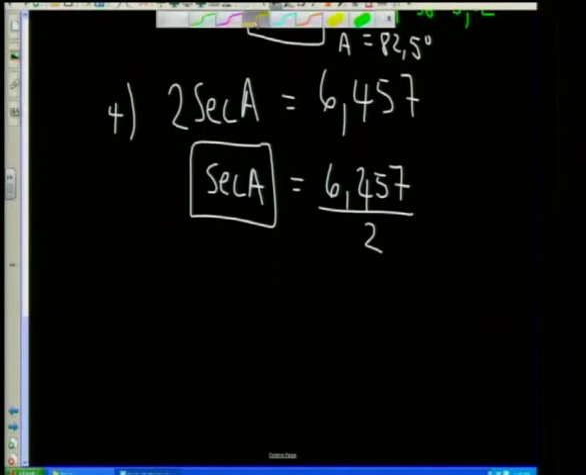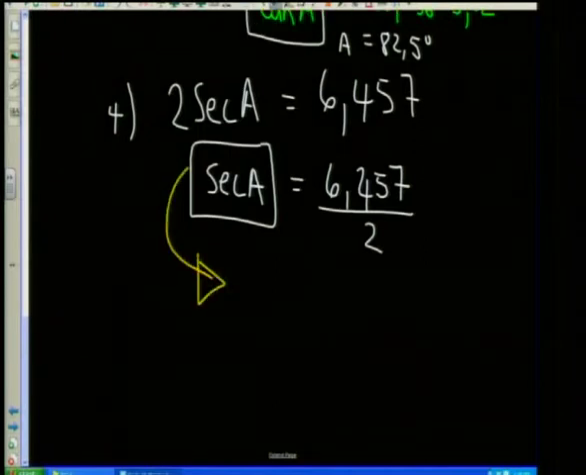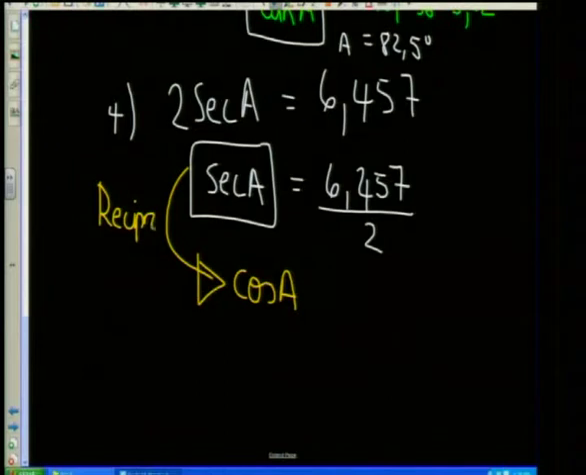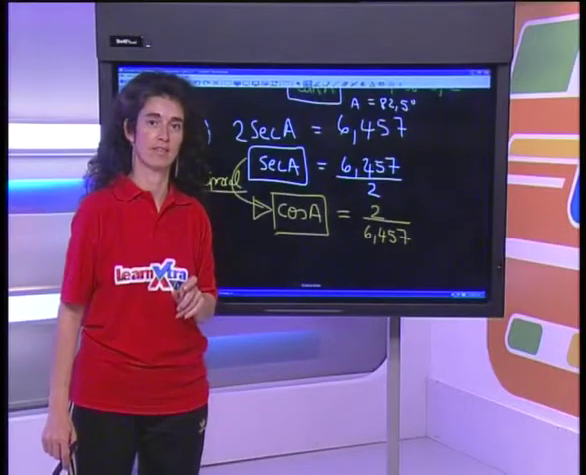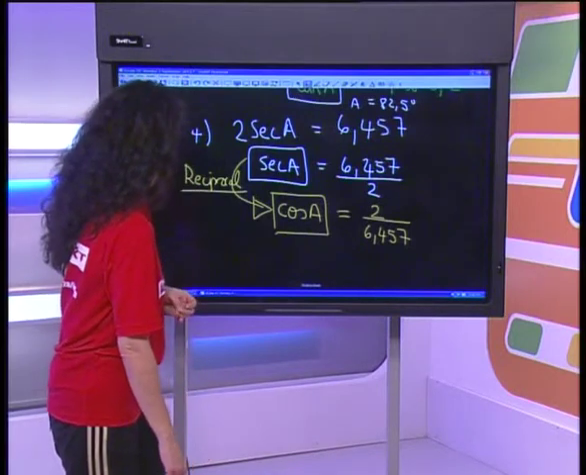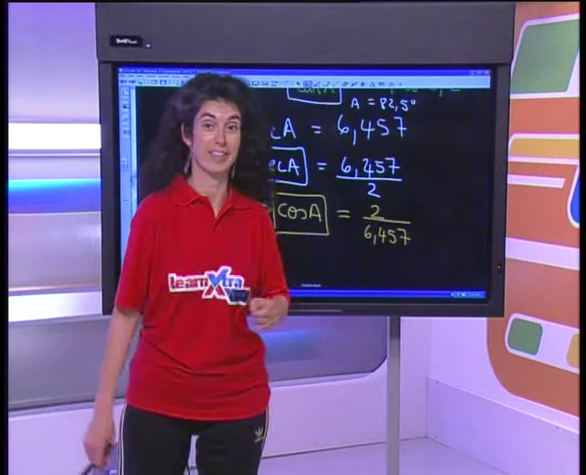Once I've gotten to that step, I'm ready to take the reciprocal of sec. The reciprocal of sec is cos A. So my process is to take the reciprocal. If I do that on the left, I'm going to do that on the right. So my reciprocal is going to be equal to 2 over 6,457. Once this cos A is isolated, I can use the calculator to find out what A is. I think I've lost the calculator, so we'll take a break.